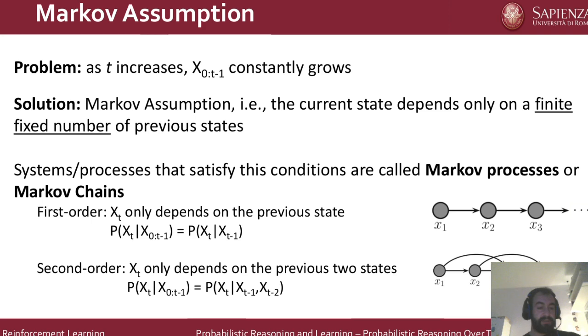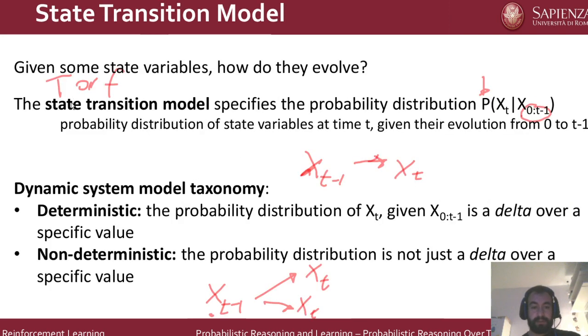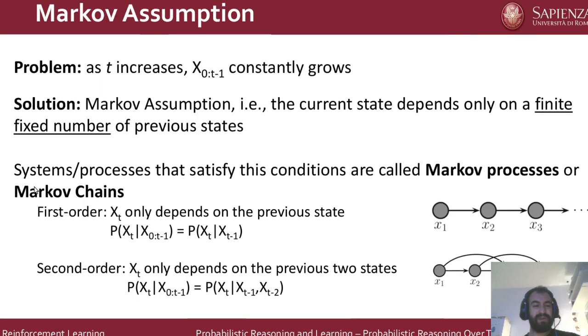Now you have seen that here we said that the state transition model specifies the probability distribution of a certain new state given all the previous sequence of states. Is this true in practice? Not really. And this is why we have the Markov assumption. Let me first say what the Markov assumption is. The Markov assumption says that the current state depends only on a finite fixed number of previous states.